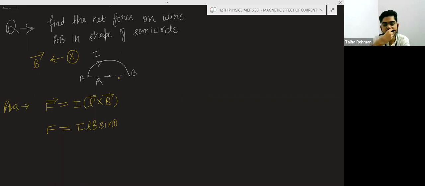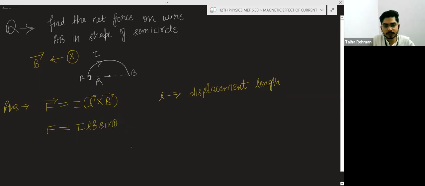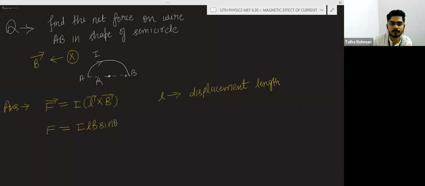So here, this is not a straight wire. So in this case, you will take the length as the displacement length. Now, what is displacement length? Displacement length is simply the displacement. You are going from A to B. So this is the original length of the wire, but in this formula, you will put the displacement length. Displacement length is this length AB, means R plus R. This length you will put, means 2R.